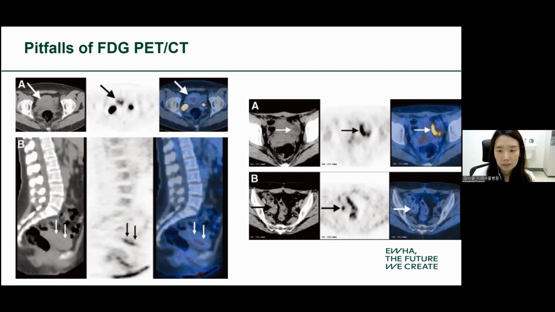So yeah, I'd like to say it is impossible to differentially diagnose between ovarian cancer and physiologic uptake, but based on our knowledge and patient information, we should diagnose ovarian uptake carefully.